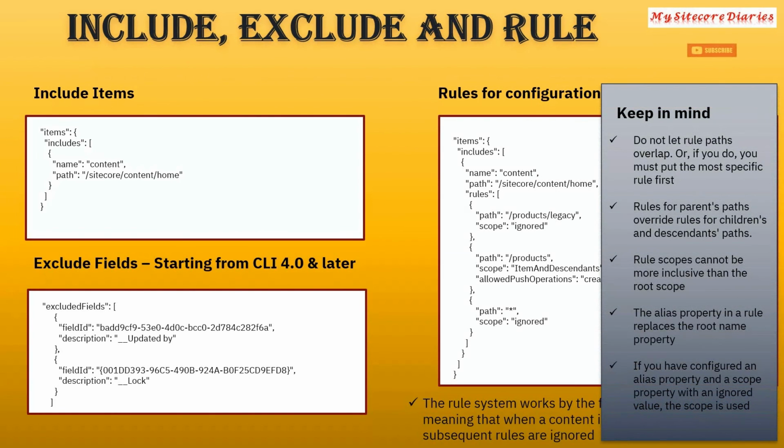Okay, so let's see what are the things which we have to keep in mind when we are using the rules. Okay, do not let rule paths overlap, or if you do so, you must put the most specific rule first. Remember the first match will win. Rules for the parent path override rules for the children and descendant path. Rule scopes cannot be more inclusive than the root scope. The alias property in a rule replaces the root name property. If you have configured an alias property and a scope property with an ignored value, the scope is used.